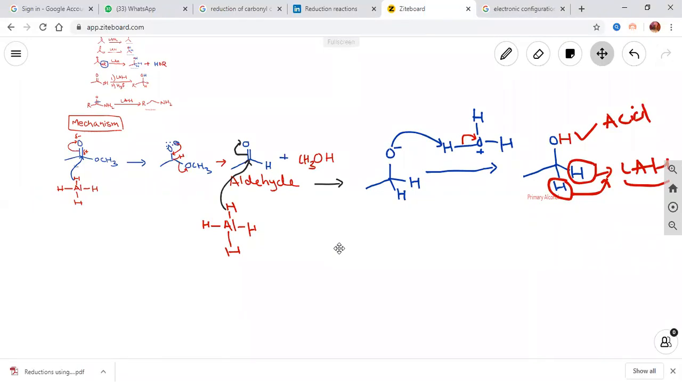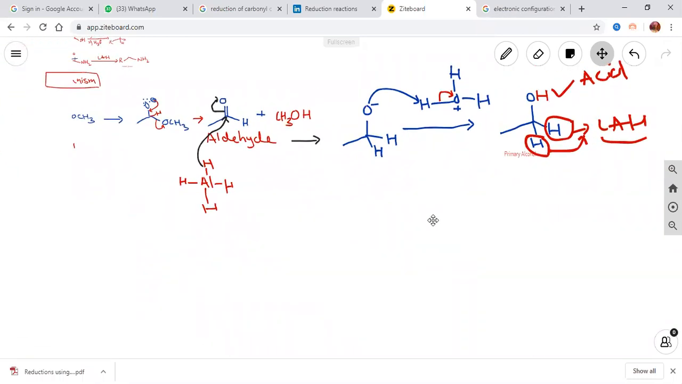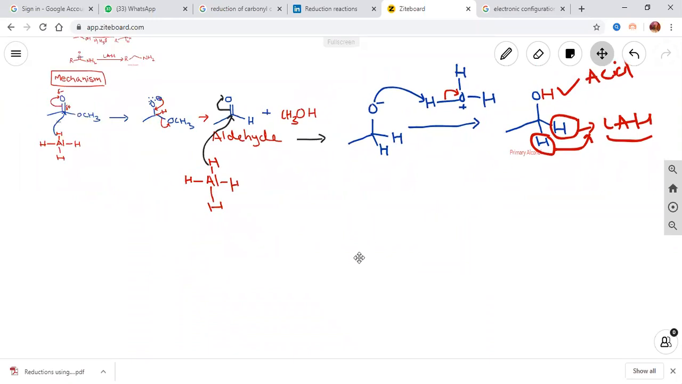This is a simple mechanism. We can take another example of carboxylic acid. I think one mechanism is enough to understand, but if you want, I will explain the mechanism with carboxylic acid also. With carboxylic acid, it is a bit longer.